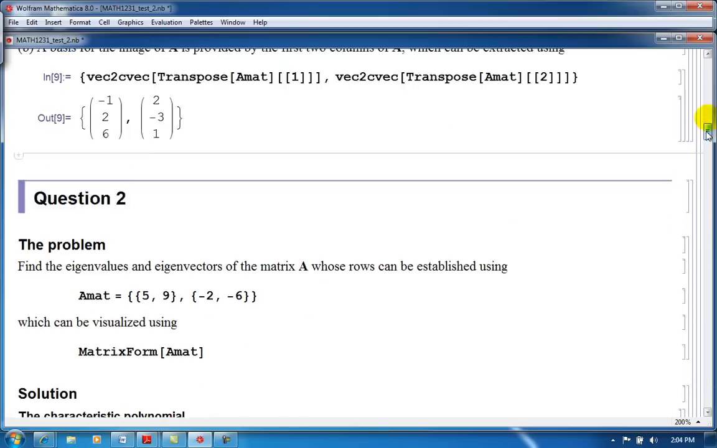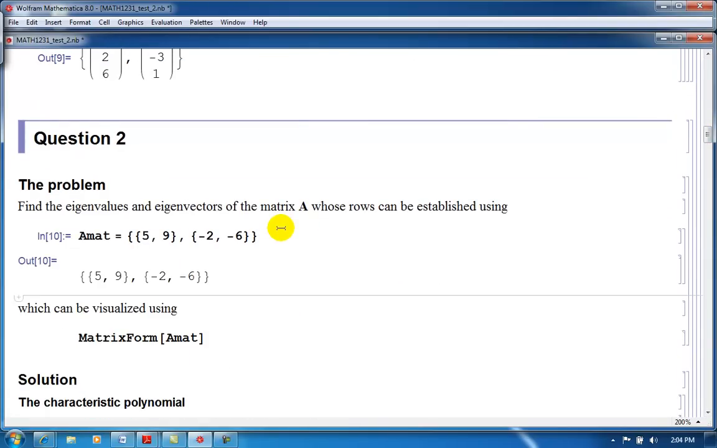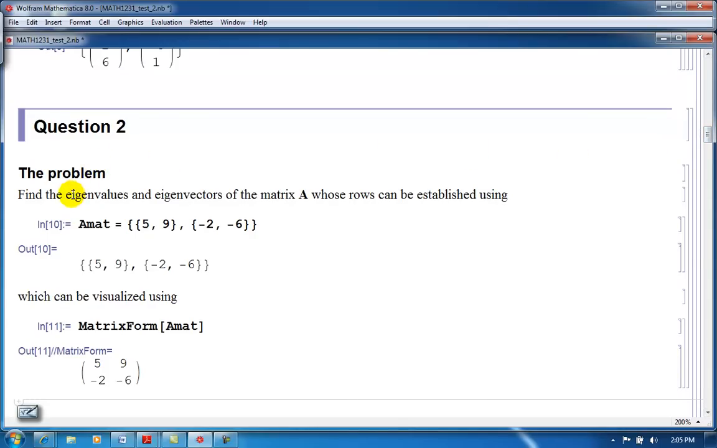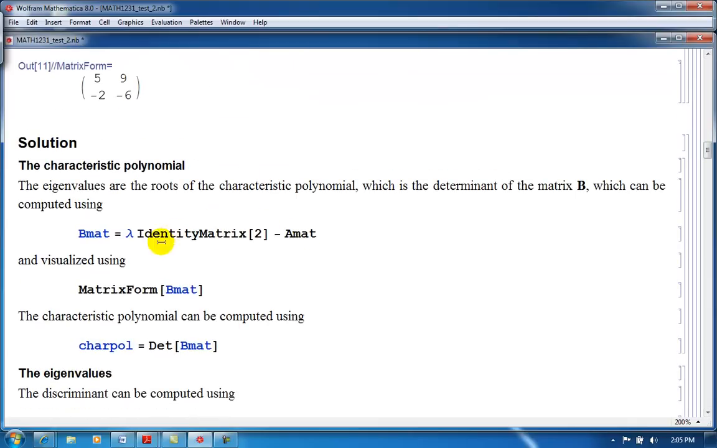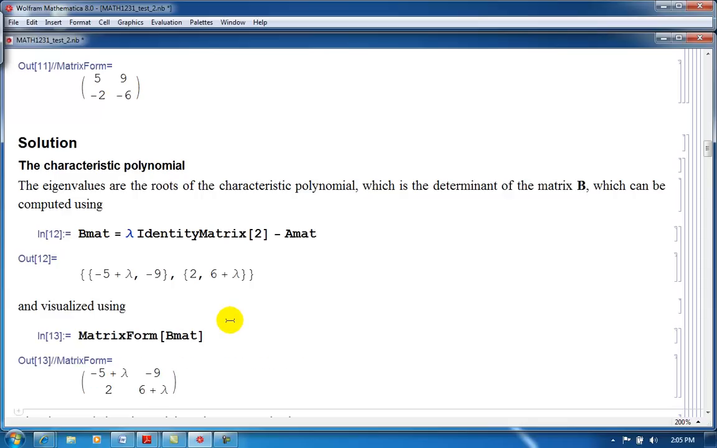Now we go on to question 2, and we've got another matrix A, whose rows can be entered using that, and which can be viewed as a matrix using that. And we want to find the eigenvalues and eigenvectors of this matrix. Well, that's a fairly standard kind of thing. So what we do is we form the matrix B, which is lambda times the identity matrix minus the original matrix, which we can view looking at that.